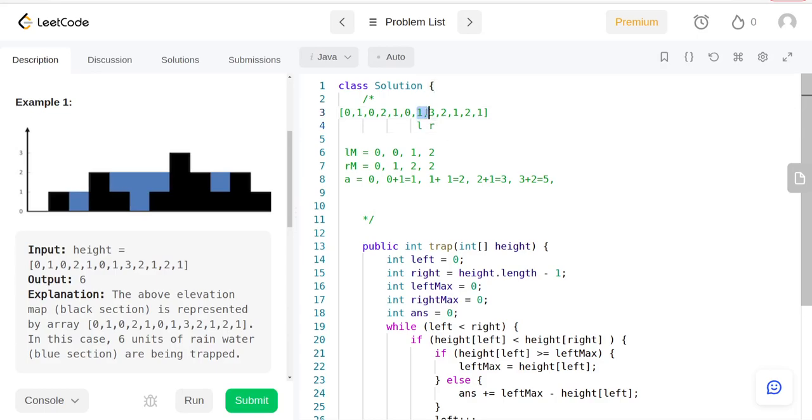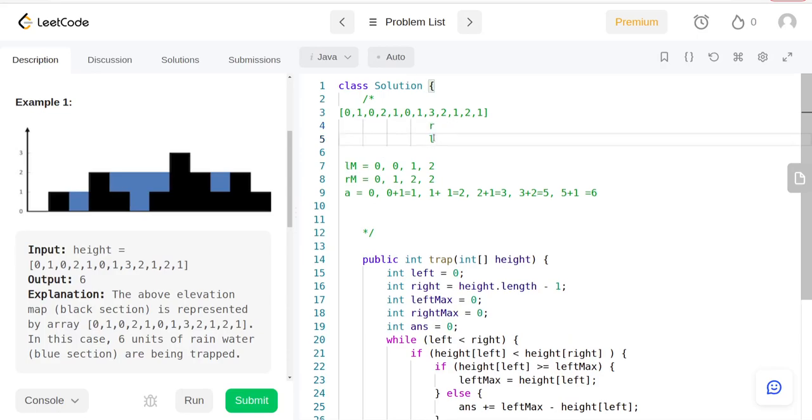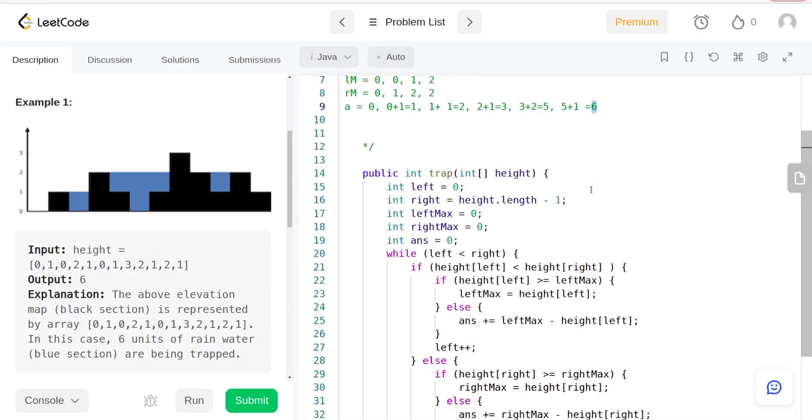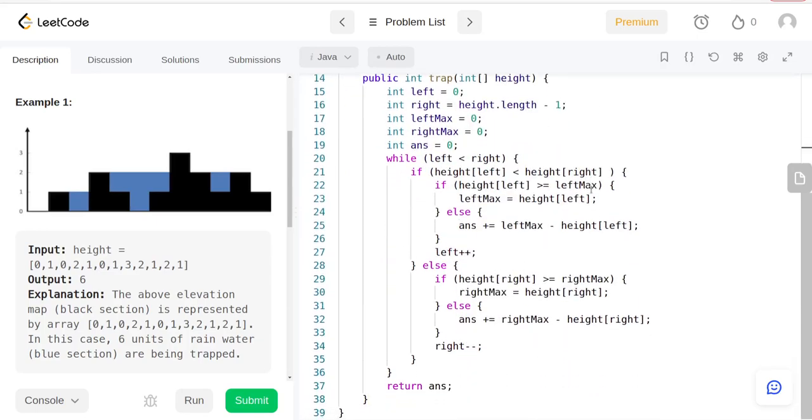Okay, the left hand side is still less than the right hand side. We're going to process the left hand side only. Is this height greater than or equal to the left max you have seen so far? No, it is not, so the answer is going to be updated. 5 plus 2 minus 1, which is 1, is going to be equal to 6. L is gonna go over here. L is no more less than the right, so we're gonna stop processing, and we're gonna be returning the answer. That's all how it works.